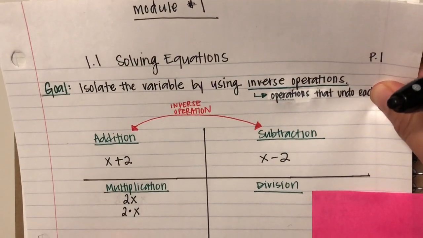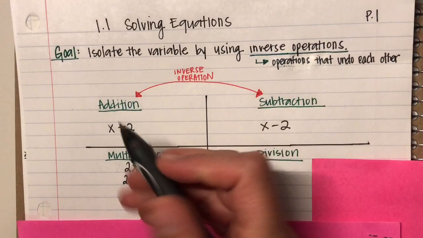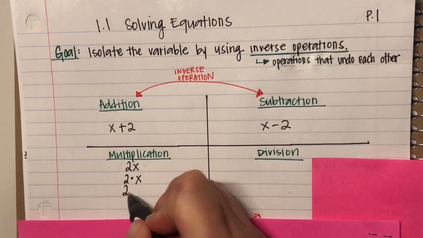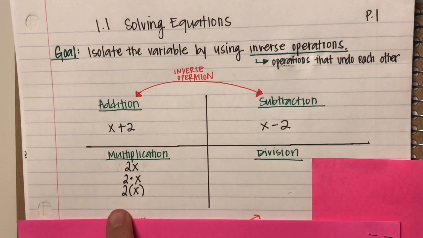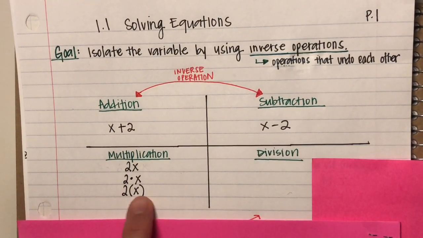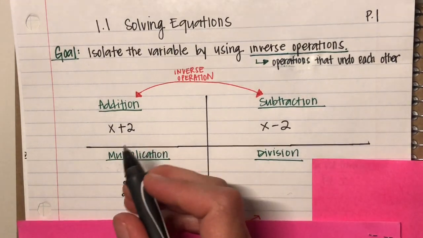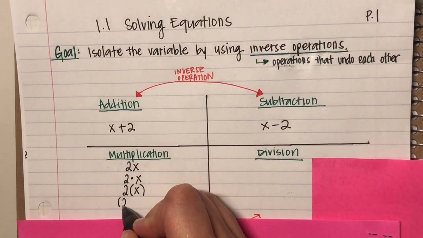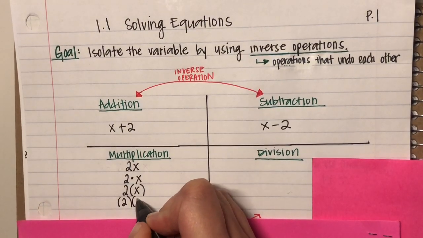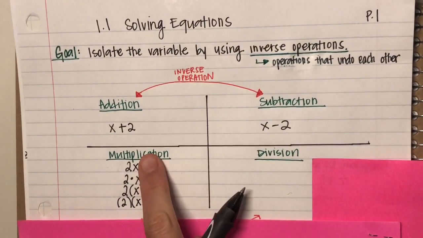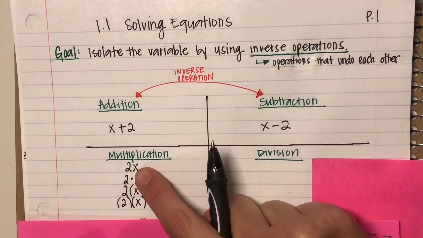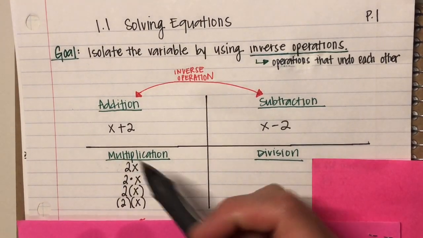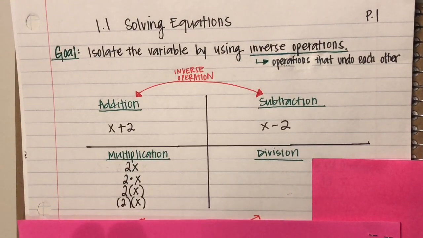Also, another way to represent multiplication are parentheses. I could do 2 parentheses x. Anytime you have parentheses, it means multiplication. So this would be 2 times x. Another way you could do this is putting them both in parentheses. Okay, so all 4 of these show the same thing, 2 times x. So those are the 4 ways you can do it.